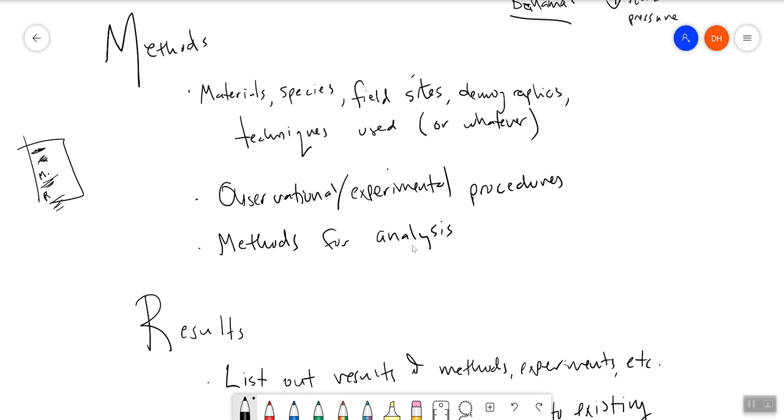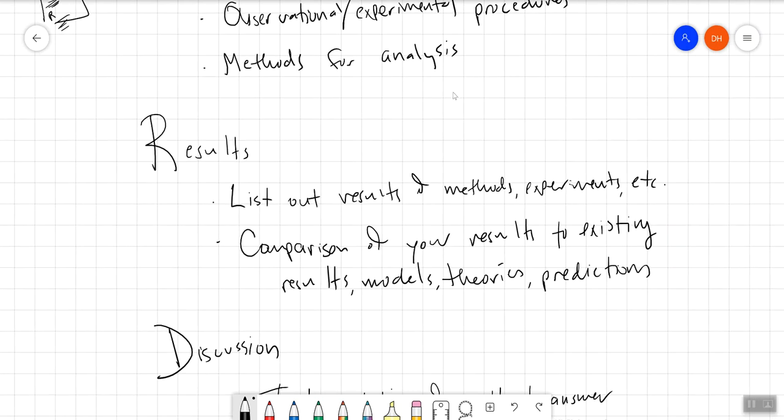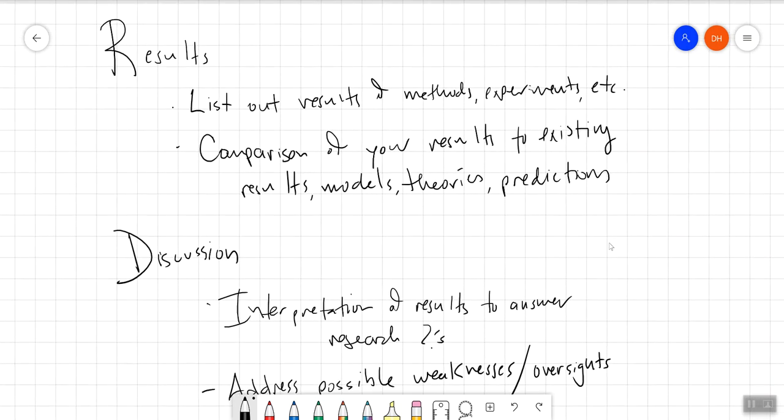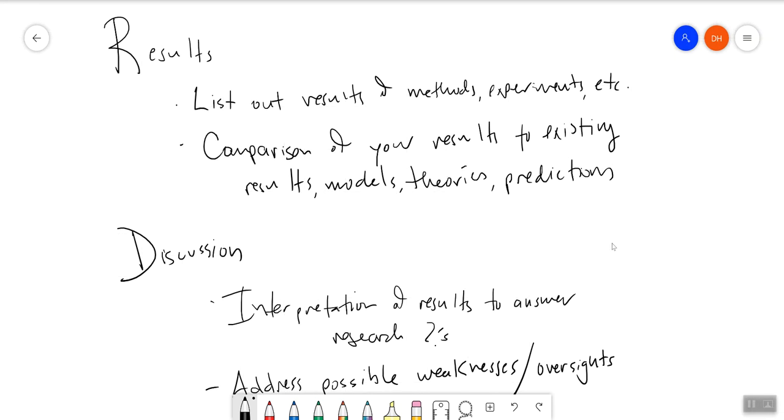And then the methods of analysis that you undertook. This should be fairly self-explanatory, but like I said, I'll go back into some detail on these. Like I said, this is just the outline for the papers. Results, this is actually super important because if you do an experiment, typically we expect to have some results. Here what you want to do is list out the results of the methods, the experiments, whatever it was, okay?